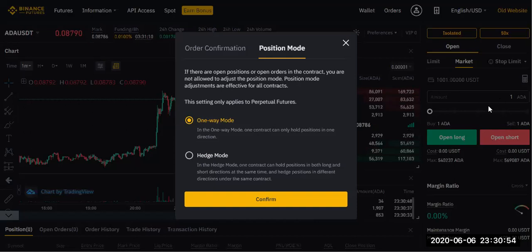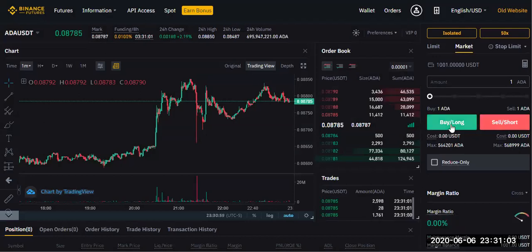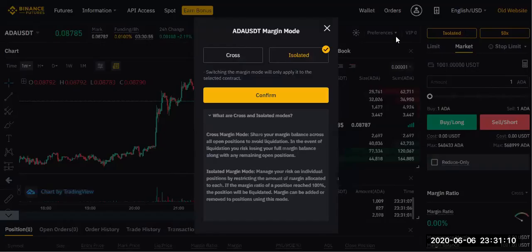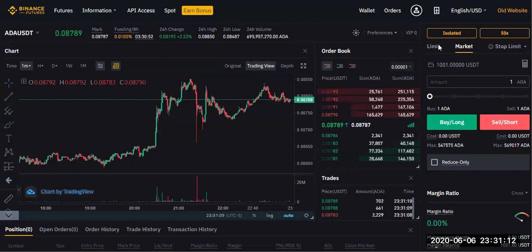So what I cannot do is, if I were to open a short, these buttons wouldn't be here. Let me show you this. This is what it will look like. It's reset. It says sell short, buy long, instead of open. And it says limit and market. You see, it doesn't have that. Let's change this back very quickly. Pay attention to this part.